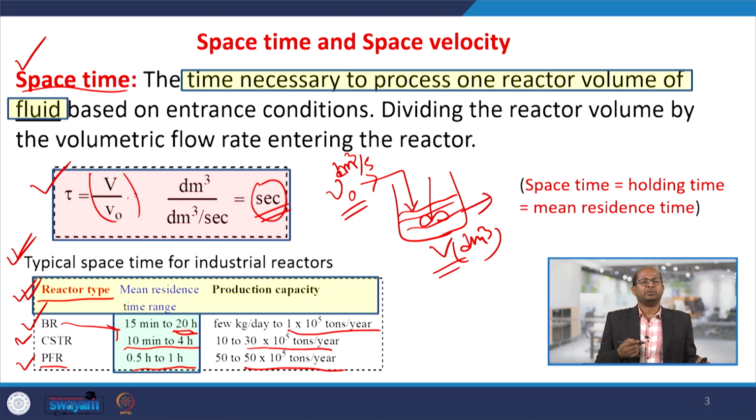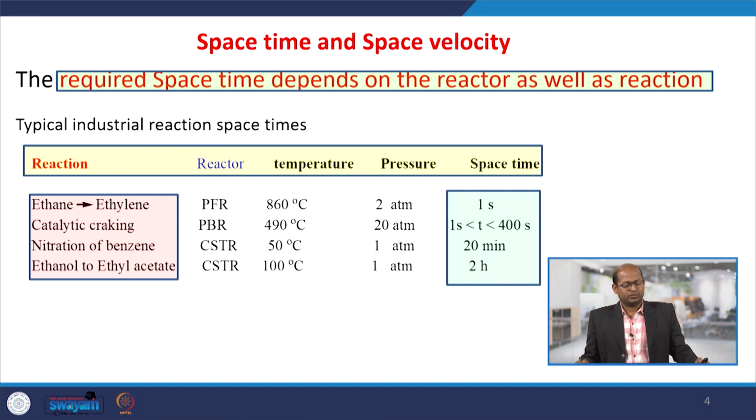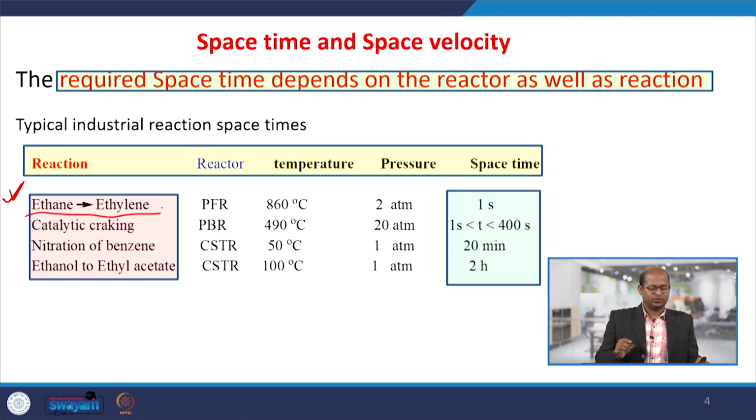So, that way we can change from one reactor to another reactor, and by that way we can change our production capacity for particular reactions. Here you can see the space time for a particular reaction. Here we have taken ethane to ethylene, meaning ODH reactions, oxidative dehydrogenation reactions. If we conduct that reaction in a plug flow reactor at this temperature and this pressure, then the space time is 1 second.